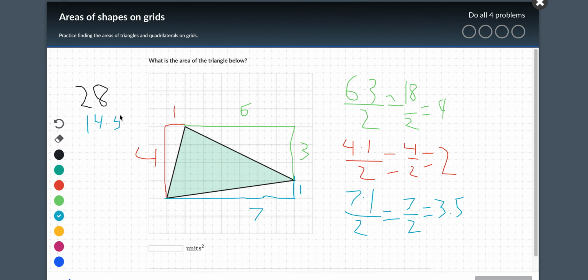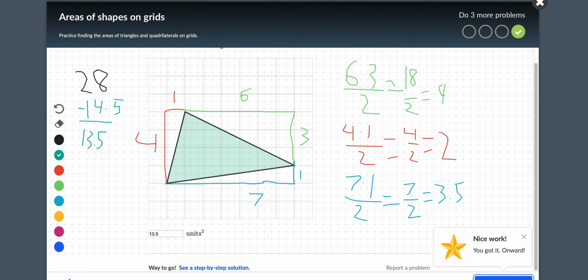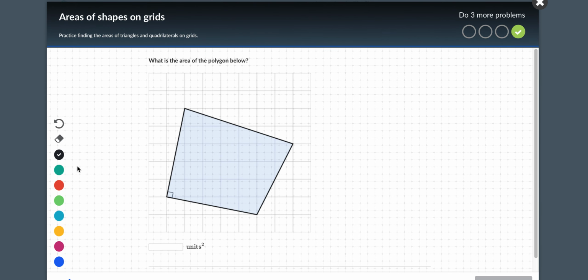So that's when the original shape comes into play. We subtract 14.5 from 28, and we get 13.5, which, as you can see here, is our answer. So we'll do one more, and this one now has 4 sides, which means we're going to need to build 4 triangles on the outside of it instead of 3 like we did in the last problem.